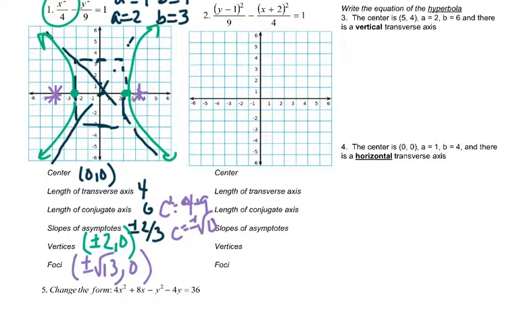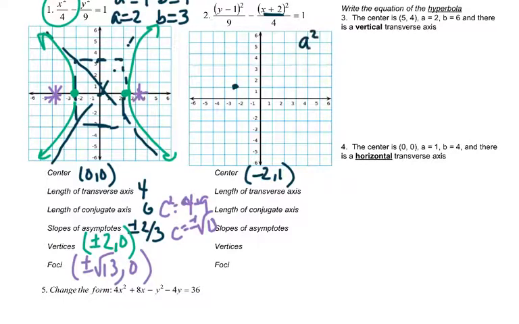Okay, the next one is our first one with a non-zero center. You knew it was coming, right? What's the center? Is it 1, negative 2? Or is it negative 2, 1? You are right. It is negative 2, 1, because that has to go with the x, right? So negative 2, 1 is the center.